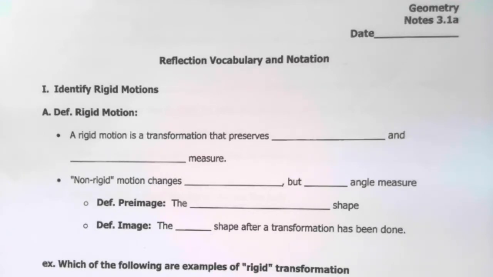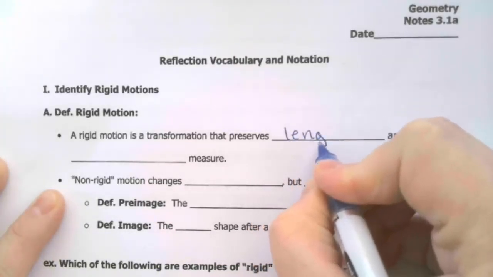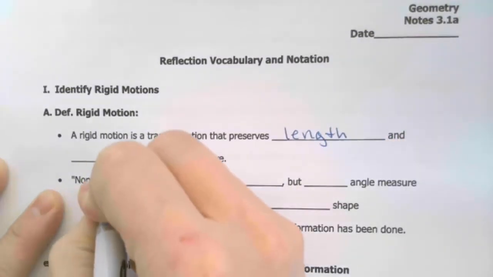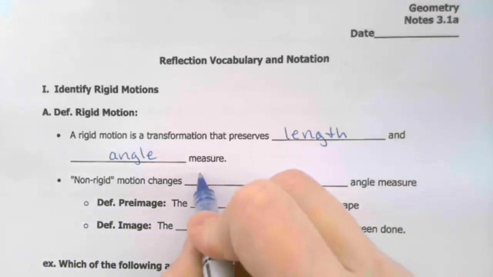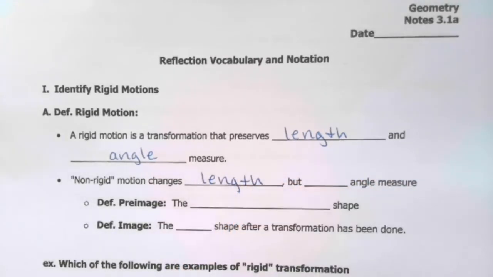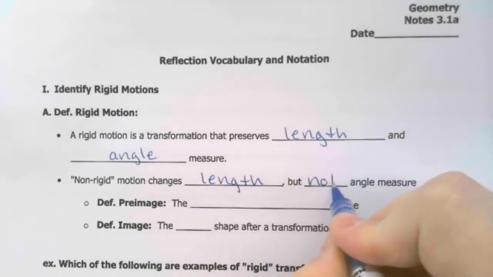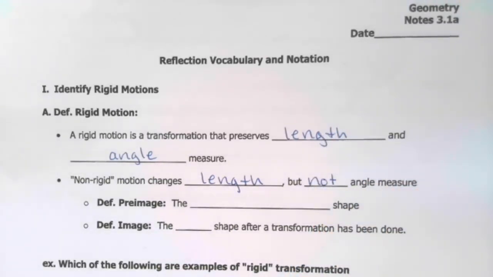Okay, identify rigid motion. First thing you need to know is what is a rigid motion. A rigid motion is a transformation that preserves length and angle measure. So it keeps the same length, it keeps the same angle measures. A non-rigid motion changes length, but not angle measure. So you have rigid, you have non-rigid, okay?